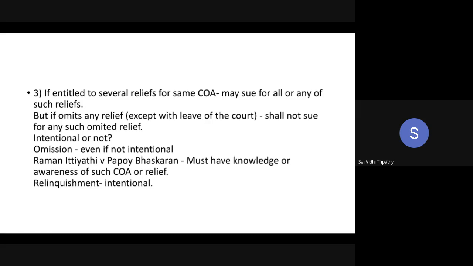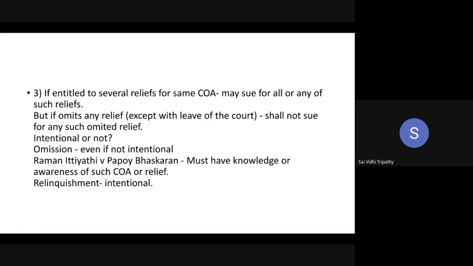It doesn't matter if you forgot or left it out. Whether it was intentional or not, if you have omitted to do so, then you will not be allowed. But in the case of Raman versus Papi Vaskaran, it was said that he must have knowledge or awareness of such cause of action or relief. That means he should know that he was supposed to get a relief and did not go for it. But if there is no knowledge, that is a different thing.